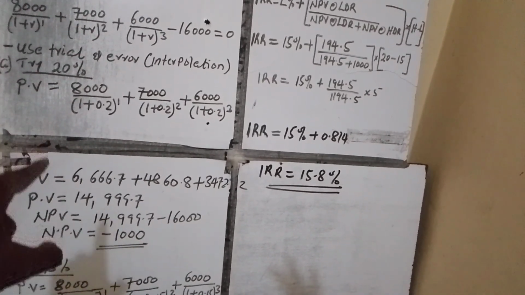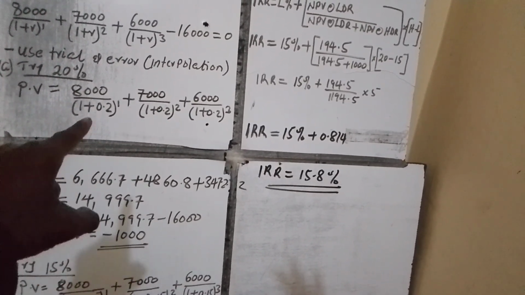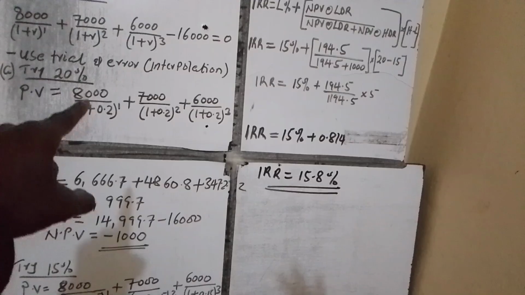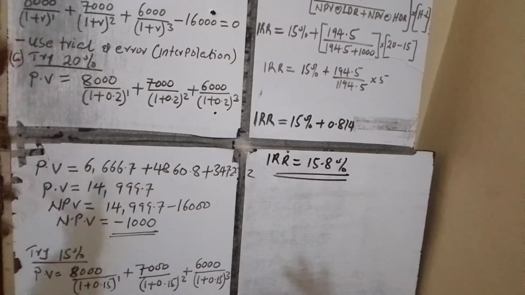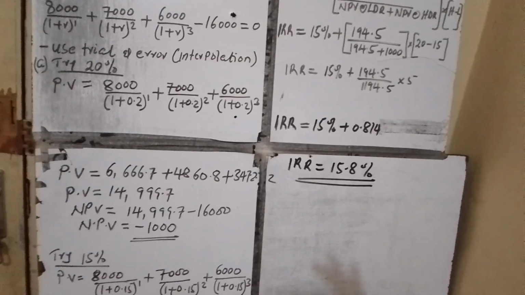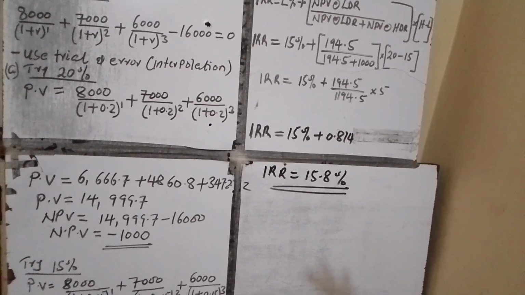I think you understand what I have done there. The 6,000 there comes out of this 8,000. We have started from here, 1 plus R. We have taken 20% because we are using the trial and error method.